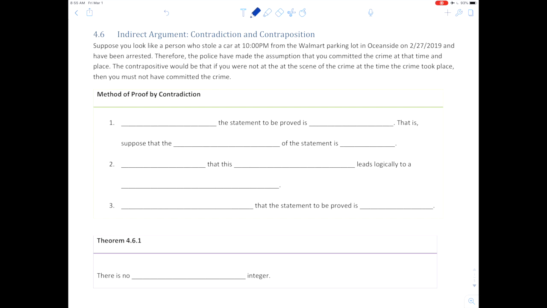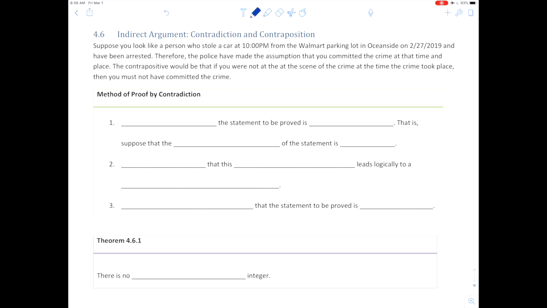I teach at Maricosta College and I'm making these videos for my wonderful discrete mathematics class. So today we'll be learning about indirect arguments and specifically contradiction and contraposition. These are some of my favorite kinds of proofs and very useful, so let's check them out.